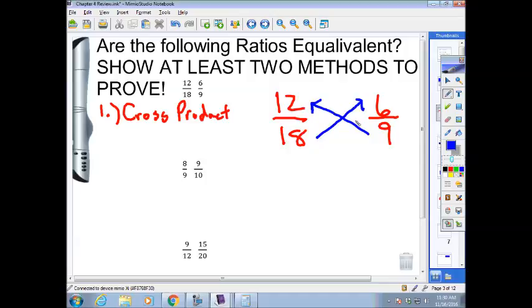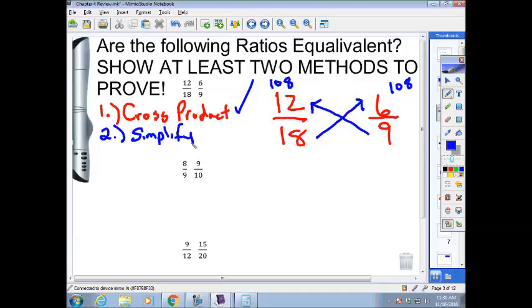18 times 6 is 108. 9 times 12 is 108. So far, are those two ratios equal to one another? So right now I'm going to put a check mark by that. That's one. Give me the second of the big three. Big Will? Simplify.